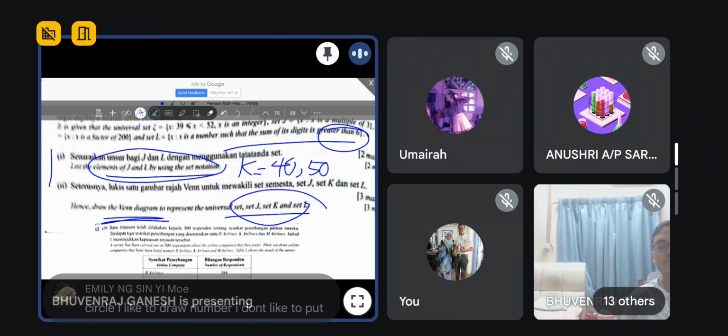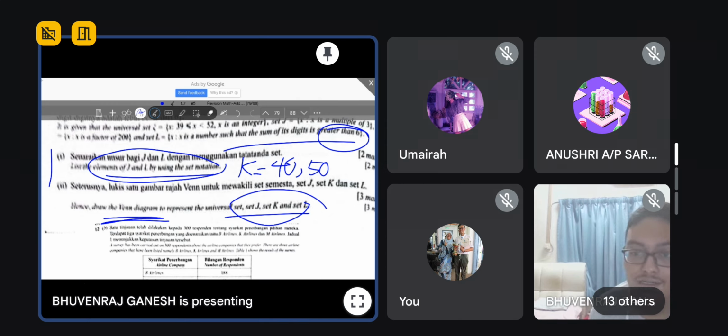Okay guys, Venn diagram. Circle, I like to draw, number I don't like to put. Emily, can you explain a bit more your sentence? I don't really get the meaning. Oh, okay, I get it already. You like to draw circles, but you don't like to fill in the number into that circle. Am I right? Okay, I understand your feeling, because if you put the wrong number, then it's wrong answer. Am I right? That's the thing.